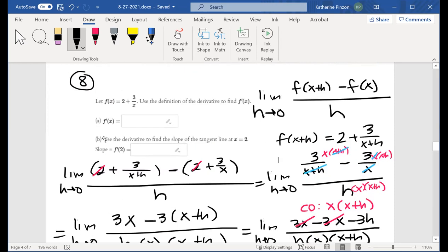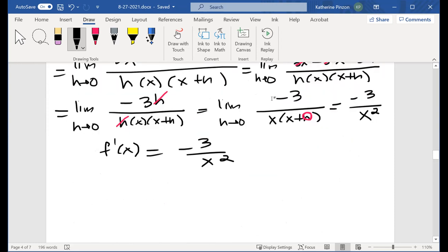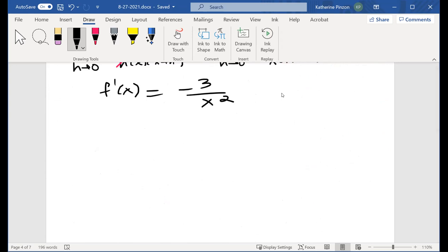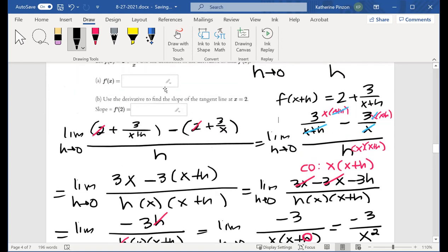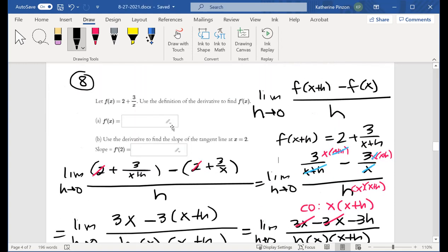I just can't remember. Okay, part B says use the derivative to find the slope of the tangent line at x equals 2. Plug in 2 to that derivative. f prime of 2 is negative 3 over 2 squared, negative 3/4. What that means is if I graph that function, 2 plus 3 over x, and I go to x equals 2, it should be going down with a slope of negative 3/4.